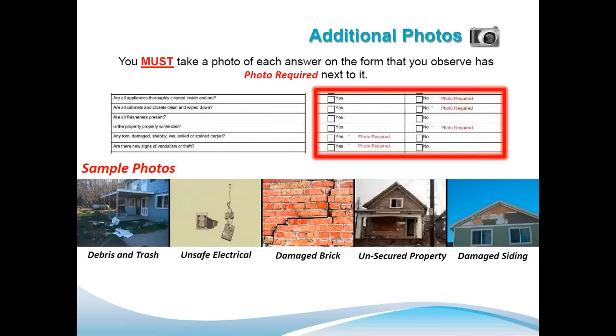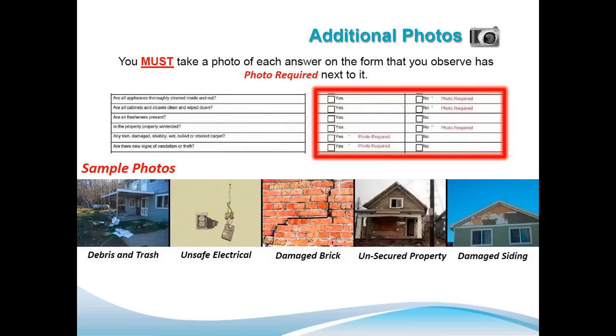In addition to the standard photo requirements, you must take a photo of each answer on the form that you observe has a photo required next to it. An example of this is on the form where it asks whether all appliances are thoroughly cleaned inside and out. If a vendor were to answer no to this question, he or she must also provide a photograph as evidence to the fact that the appliance has not been cleaned.